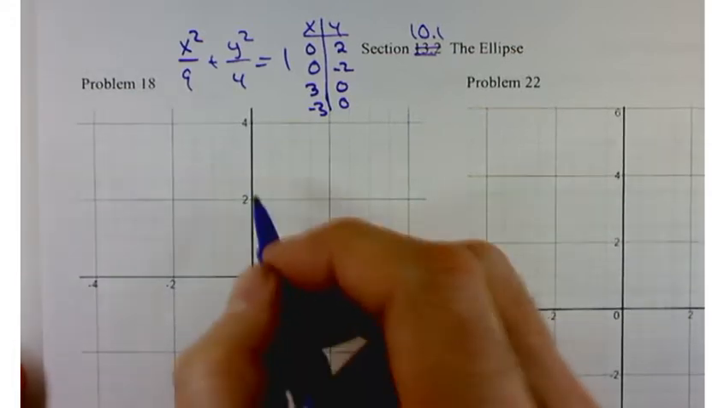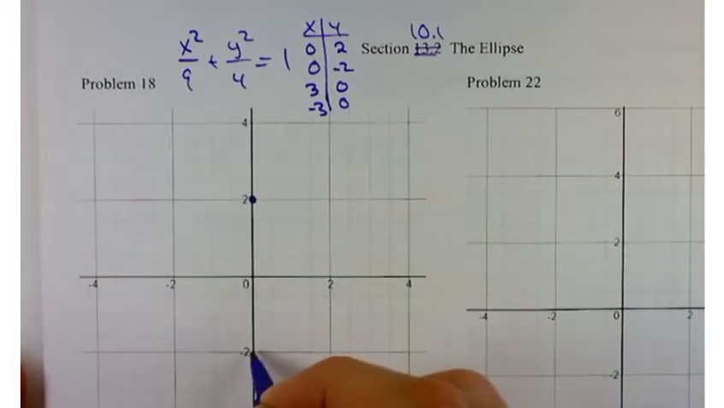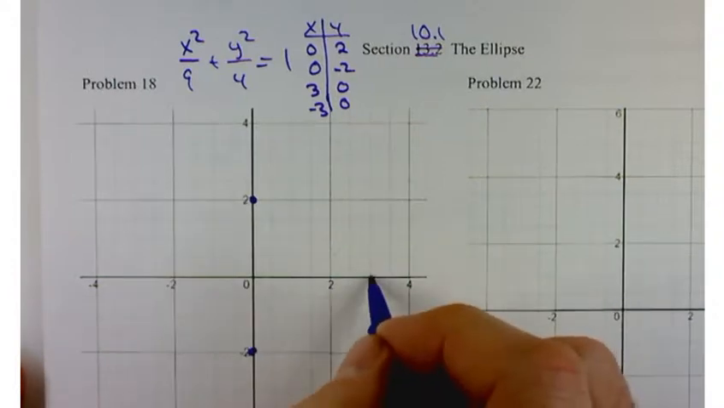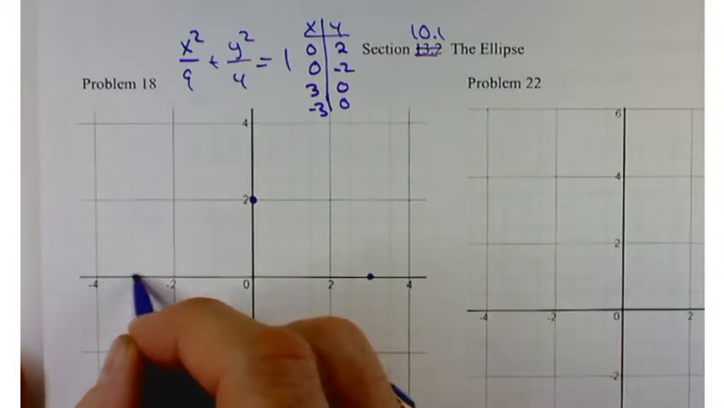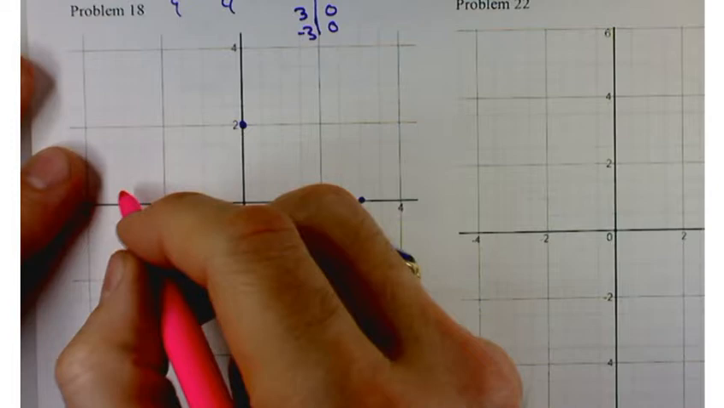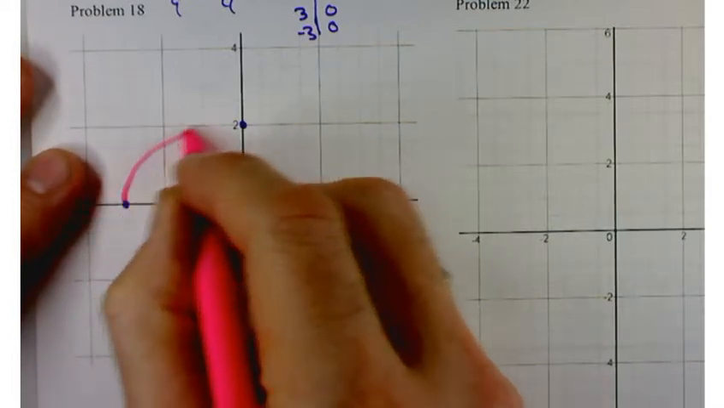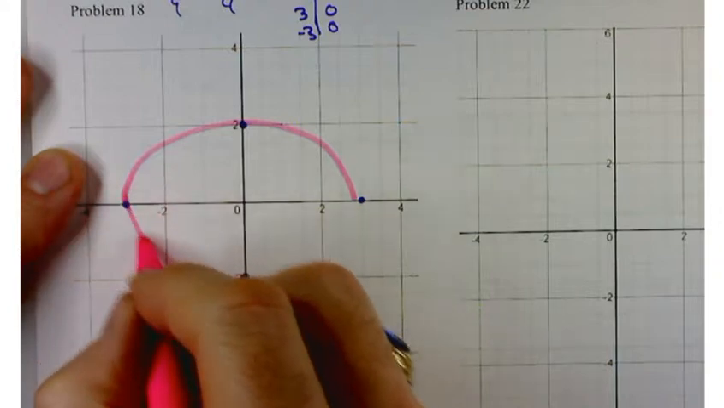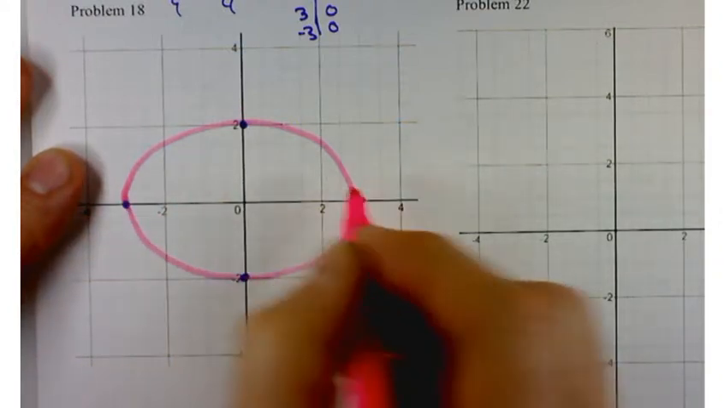So let's take a look here. 0, 2, 0, negative 2, 3 and 0, and negative 3 and 0. Now you play a college-educated version of Connect the Dots. Something like that.